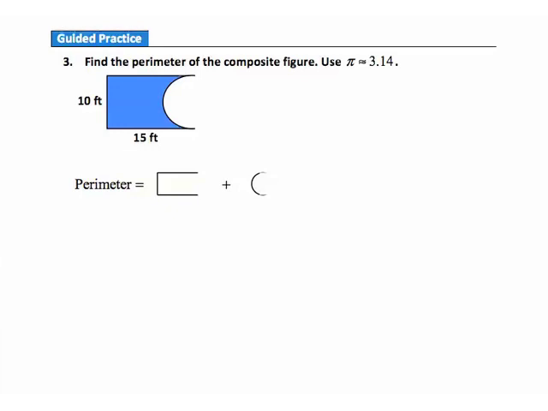Question 3. Find the perimeter of the composite figure and use pi equal to 3.14. Well, let's take a look here at our composite figure. The perimeter around this is going to be first the perimeter around this part of a rectangle here. And then on the inside there, we need to find the perimeter of half a circle. So this is very similar to the last one we looked at. So the perimeter of this rectangle is going to be 15, 10, and 15. So the perimeter is going to be 15 plus 10 plus 15.